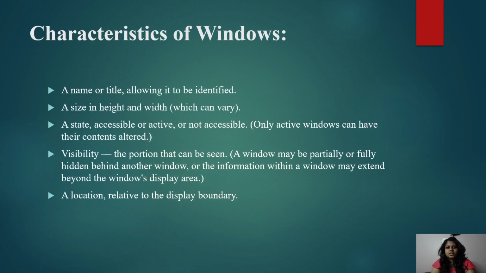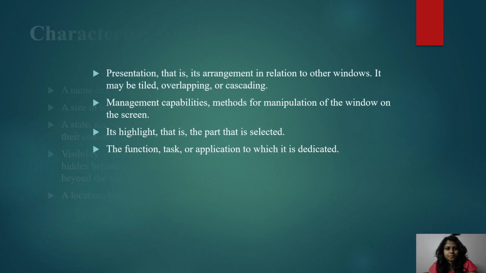Next, we have the characteristics of windows. A name or title allowing it to be identified; a size, height and width, which can vary; a state, accessibility, active or not accessible. Only an active window can have its contents altered. Visibility, the portion that can be seen, that is, a window may be partially or fully hidden behind another window, or the information within a window may extend beyond the window's display area. Then it can have a location relative to the display boundary.